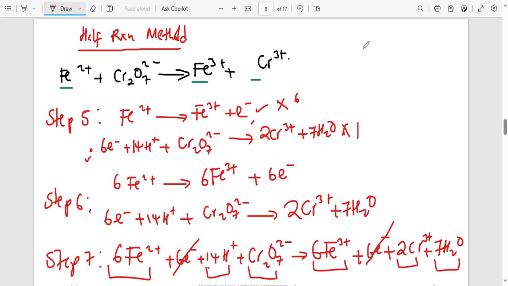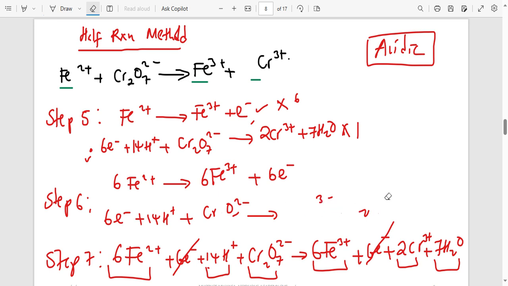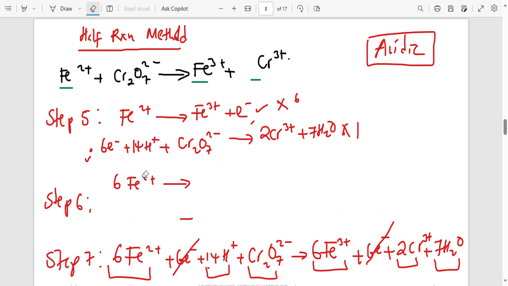This method we have done here is known as balancing in acidic conditions. We are saying acidic because we have introduced hydrogen ions. The presence of hydrogen ions is what determines whether a solution is acidic or not. So if we are balancing, let's say they told you to balance in basic conditions, you are going to do everything we have done, but then you are going to add step 8.